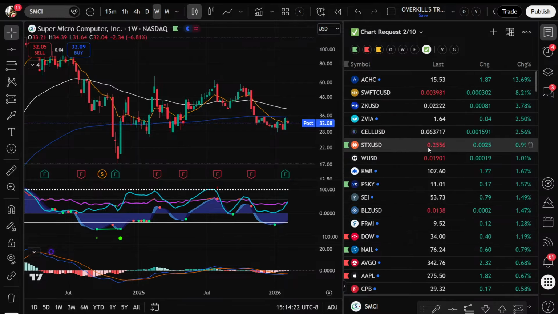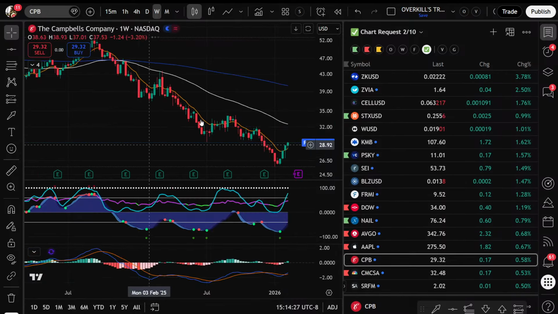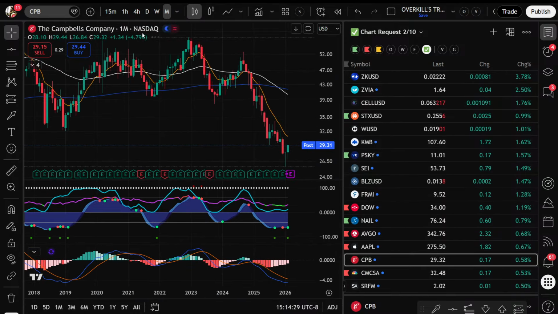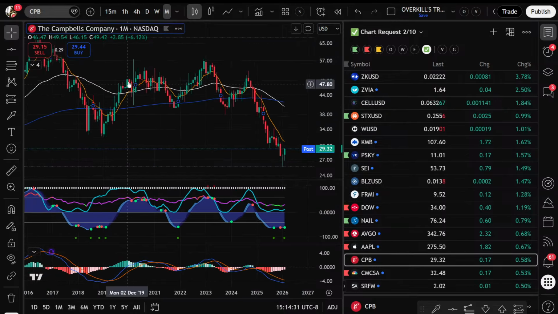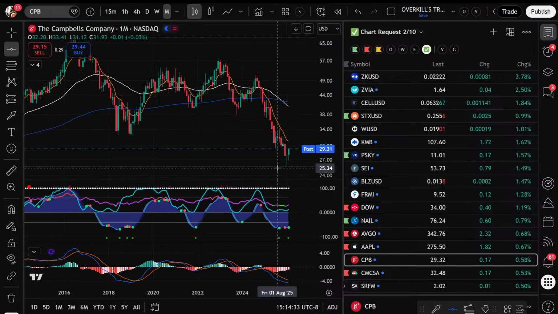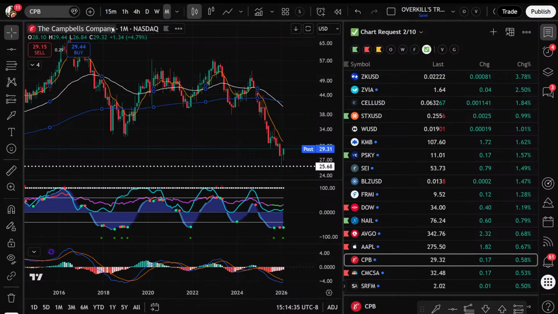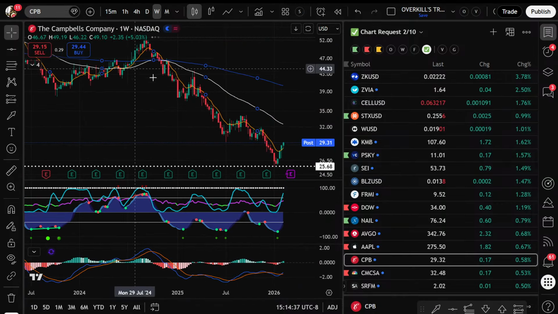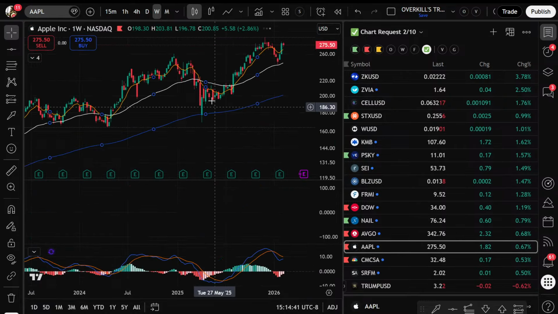I'm getting there. We've answered quite a few requests. CPB. Here's a stock for you. Campbell's Soup. That one's got a monthly. So this is a value name here, right? They pay a good dividend. That one looks like the bottom's in right there at 25. It's bouncing.